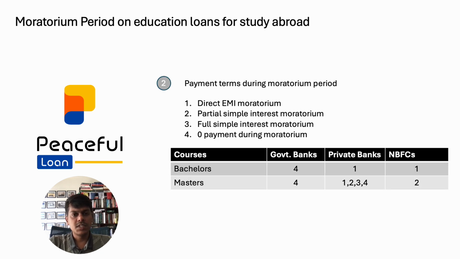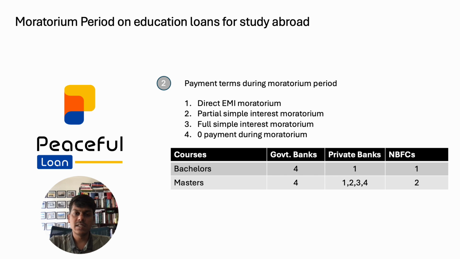Next question which has always been asked is payment terms during moratorium period. There are 4 different types of payment terms during the moratorium period. And the definition of payment terms is what you are expected to pay banks during the time of moratorium period, right? Now the worst scenario is direct EMI. That means the EMI starts immediately after the loan is disbursed, from the very next month, which is the worst scenario from the perspective of pressure of paying back your loan without having a job in hand.